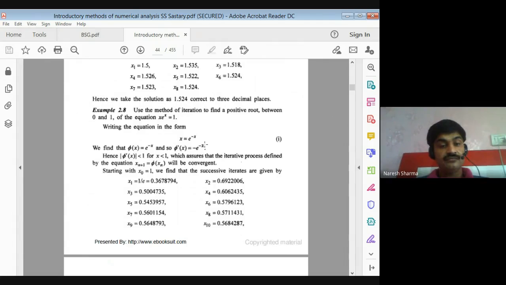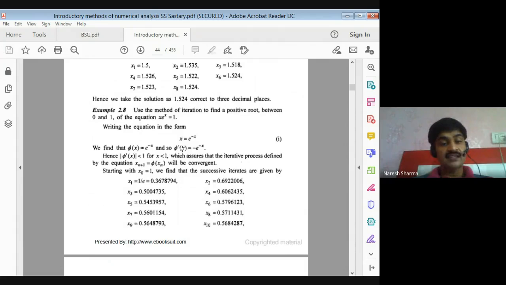So e raised to minus x is convergent at point 0, if you know that. Or else you can write the expansion of this. You remember 1 plus x by 1 factorial plus x square by 2 factorial in the case of e raised to x. But here we have minus x, so the expansion is 1 minus x by 1 factorial plus x square by 2 factorial, and so on.